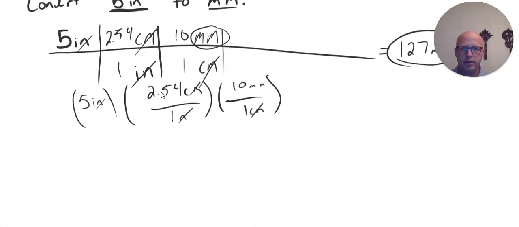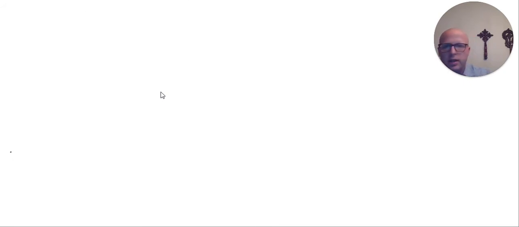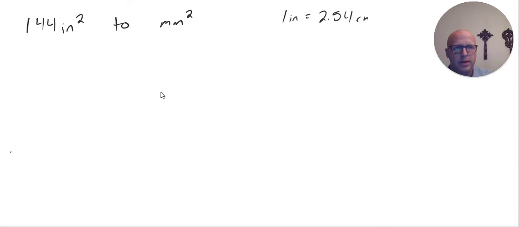Let's do another example problem here. Okay, so now what I want to do is convert 144 inches squared, or squared inches, to square millimeters, or millimeters squared. And again, I'm just sticking with the same units here, so we're not too worried about conversion factors. I still know the same conversion factors. I know that every 1 inch is equal to 2.54 centimeters, and I know that 1 centimeter is equal to 10 millimeters.